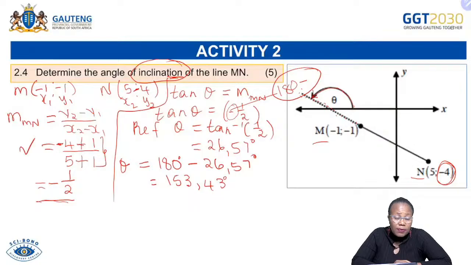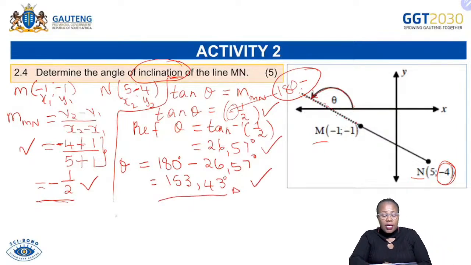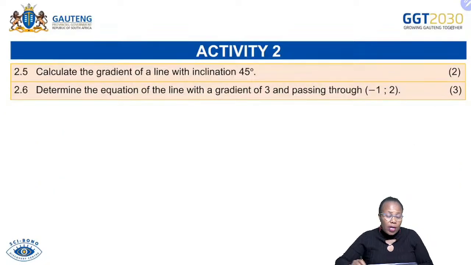Okay, and then now let's look at the mark allocation. It will be for substitution of gradient. Finding the gradient is equal to -1/2. The third mark will go for the inclination, substitution of gradient. The reference angle for the fourth mark, and the last mark will be for your real actual value of theta there. Hence, this problem is worth how much? 5 marks, grade 12.